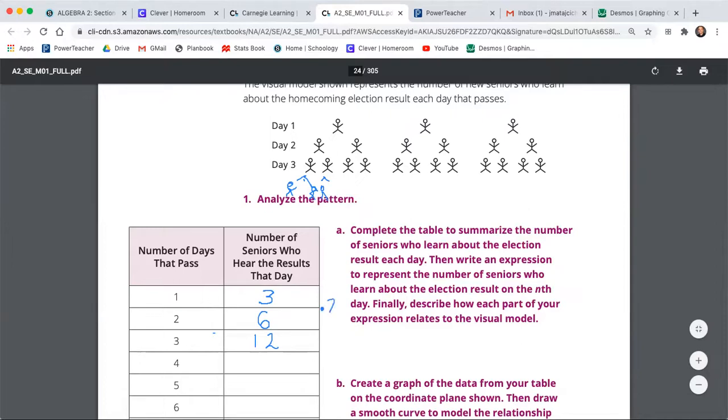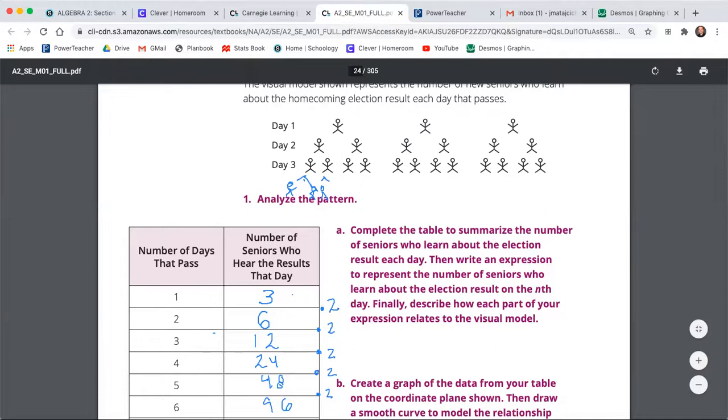3 times 2 is going to give you 6. 6 times 2 is going to give you 12. And you can keep that pattern going. 12 times 2 would give you 24. 24 times 2 would give you 48. 48 times 2 would give you 96. So you can see, hopefully, the importance of coming up with a pattern helped us out a lot there, not having to draw out that picture.